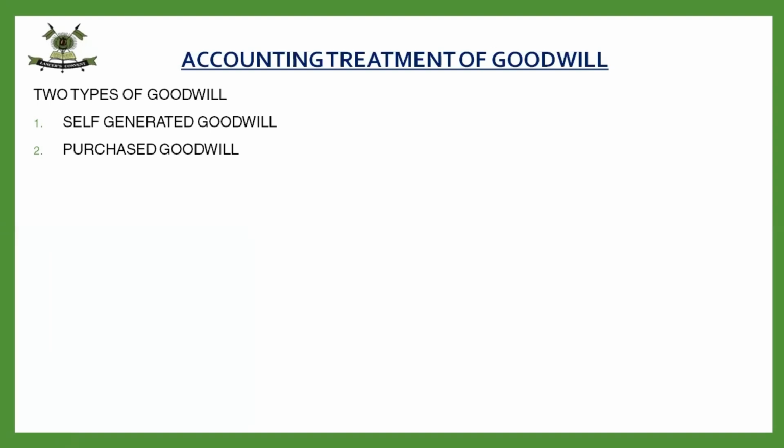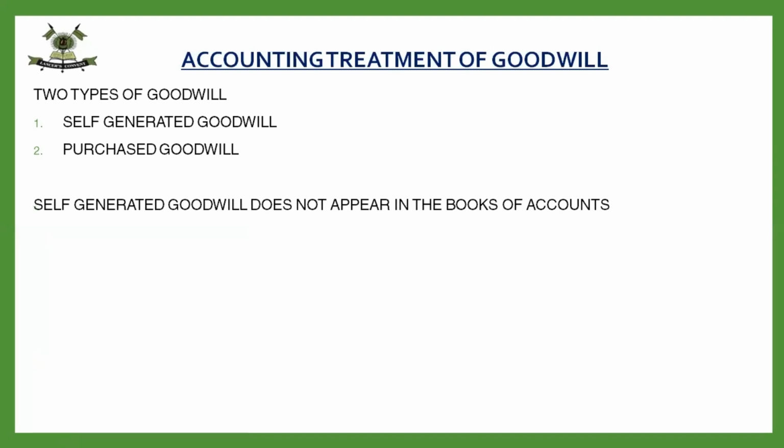Fine. So self-generated goodwill does not appear in the books of account because of accounting standard 26. And accounting standard 26, children, does not deal only with goodwill. It deals with the recording of intangible assets. Since goodwill is an intangible asset, accounting standard 26 becomes applicable on goodwill also.